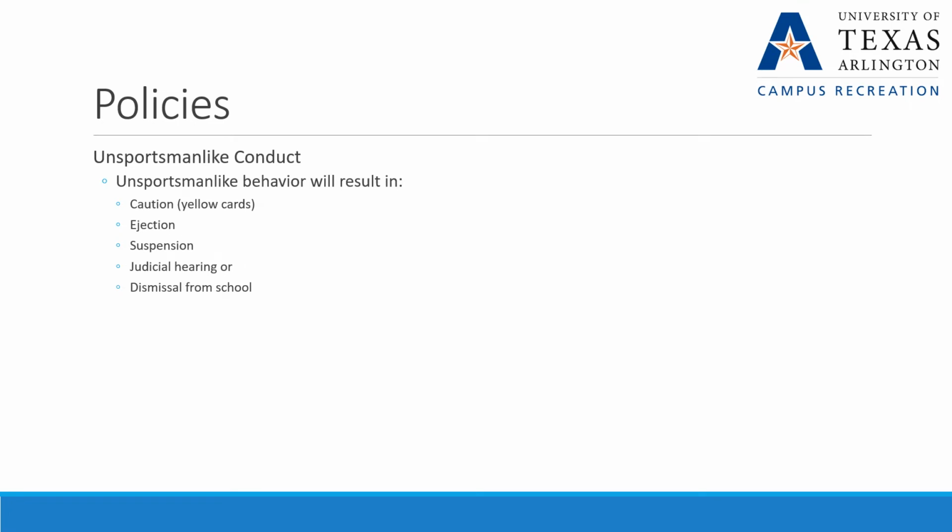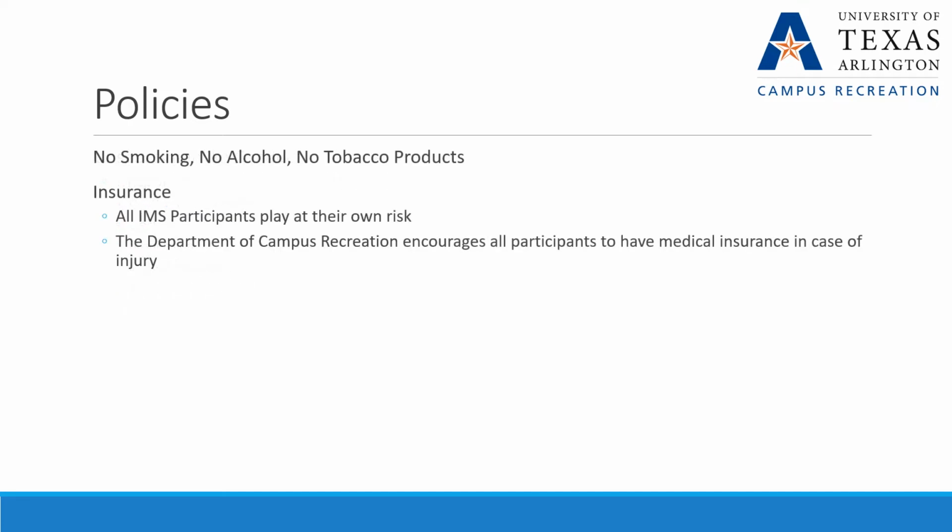Unsportsmanlike behavior will result in a caution, which is a yellow card, ejection, suspension, or, if the conduct is severe enough, judicial hearing or dismissal from school. In all of our intramural sports sites, there is no smoking, no alcohol, and no tobacco products. All intramural sports participants play at their own risk. However, the Department of Campus Recreation encourages all participants to have medical insurance in case of injury.